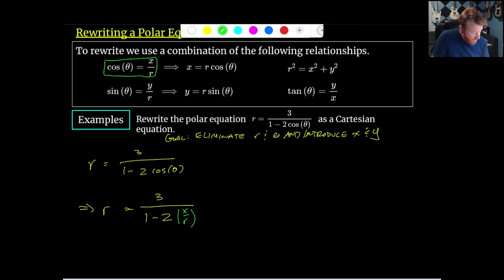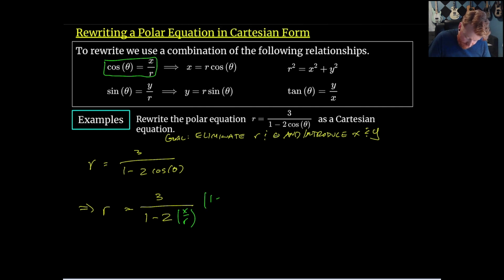So from there, I can multiply both sides by the denominator here. So let me multiply both sides by 1 minus 2x over r, so that they cancel on this side. And I've got, maybe I'll just move it up here.